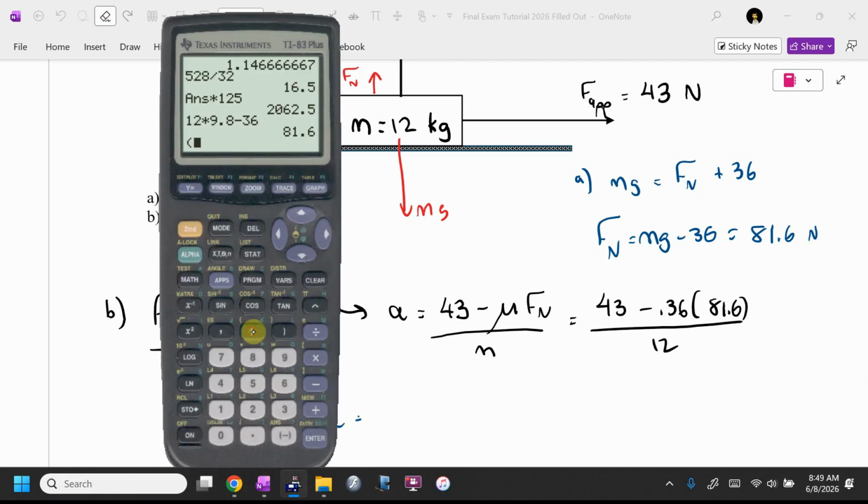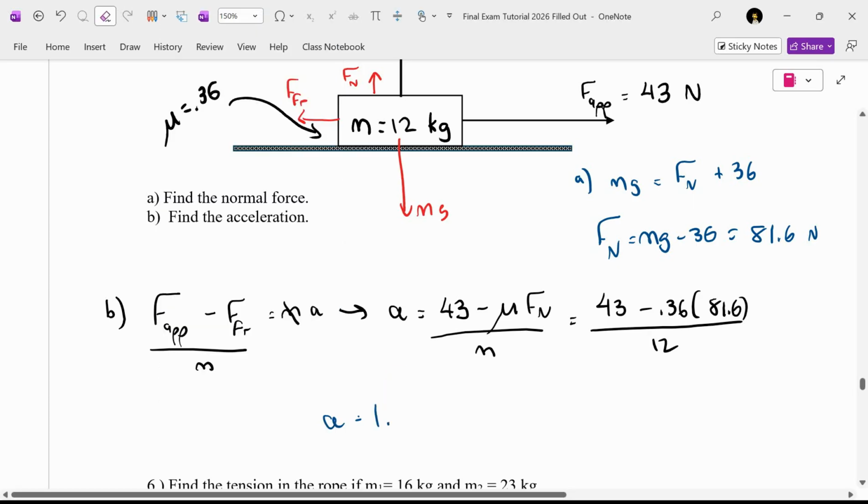Let's see, brackets around the top. 43 minus 0.36 times answer button, close bracket, divided by 12. Claire, did you get 1.14? Yeah. Meters per second squared. It's a positive answer, so F applied is winning.